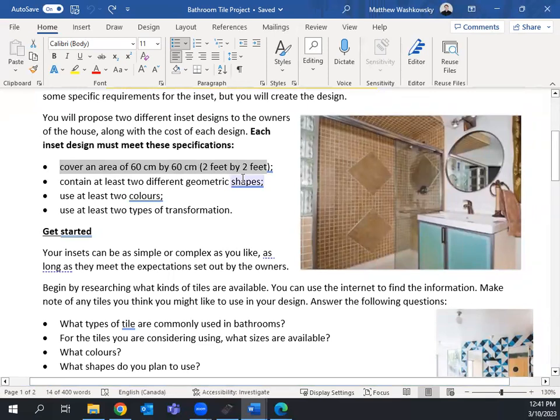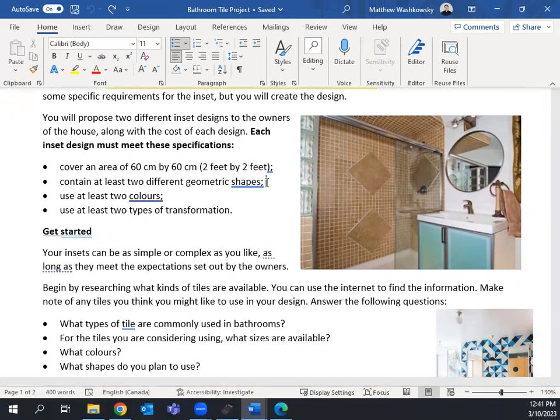Don't worry if you're looking at this like, I don't know how to do that. That's okay. It's going to contain 2 different geometric shapes. So what are some examples of geometric shapes? Triangle. Square. Yeah, square, rectangle, parallelogram, circle. All of those things are different geometric shapes. It's just shapes, just shapes.